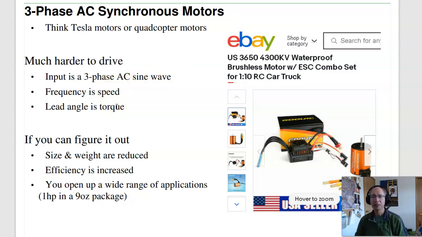Again, the 3-phase AC motors are much harder to figure out, but if you can figure them out, I go from a 40-pound motor this big down to a little bitty D-size battery. I get much less size, less weight, which is a big deal. I get higher efficiencies, also a big deal. And it opens up a wide range of applications. Kind of think about it yourself. What could you do if you had 1 horsepower in a 9-ounce package? Well, actually today we have 1 horsepower in a 9-ounce package. It's a brushless motor from eBay.